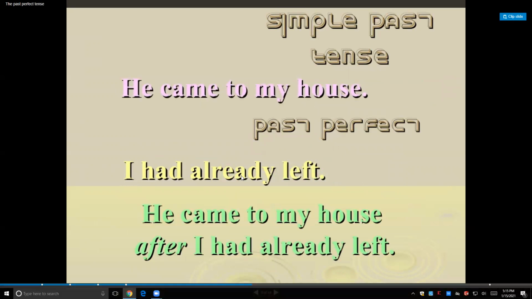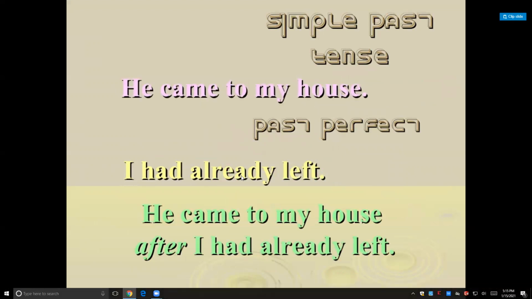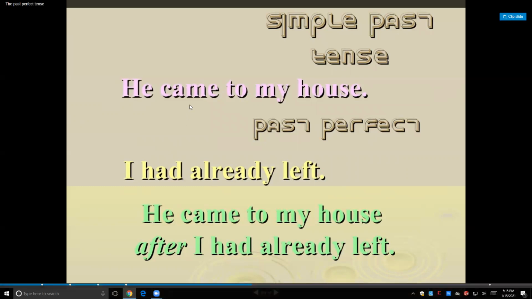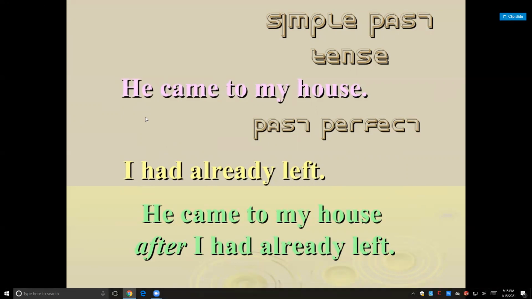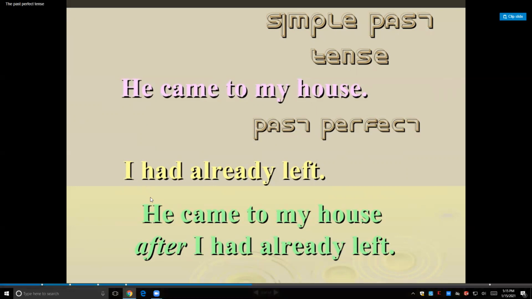Simple past tense. Now see, he came to my house. Again, simple past tense. I had already left. Now see, there are two actions which took place in the past. If we write these two sentences alone, in isolation, there is no comparison because two actions are not mentioned, so we don't know if any other action also took place. But if we combine them together, it should be: he came to my house after I had already left.